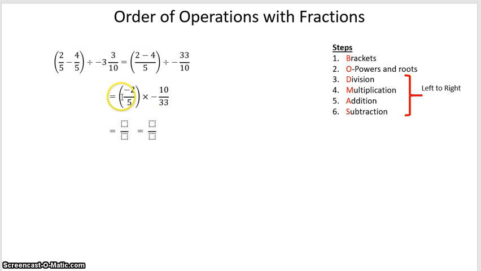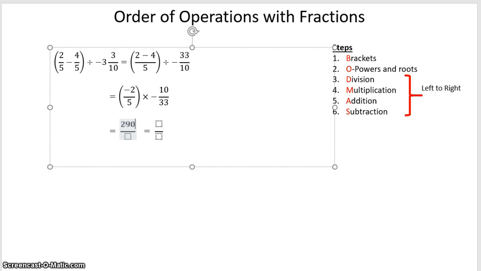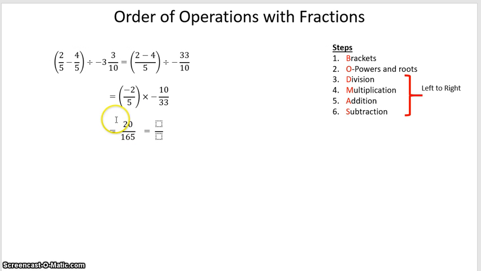Now I'm left with two fractions multiplied by each other. Based on the multiplication rule, I have a negative fraction multiplied by a negative fraction, so the answer is going to be positive. Once I settle the sign, I'm just going to multiply the numerators 2 and 10 together, so that will be 20. And then the denominators 5 and 33 I'm going to multiply together. This one I need the calculator, and the answer is 165.